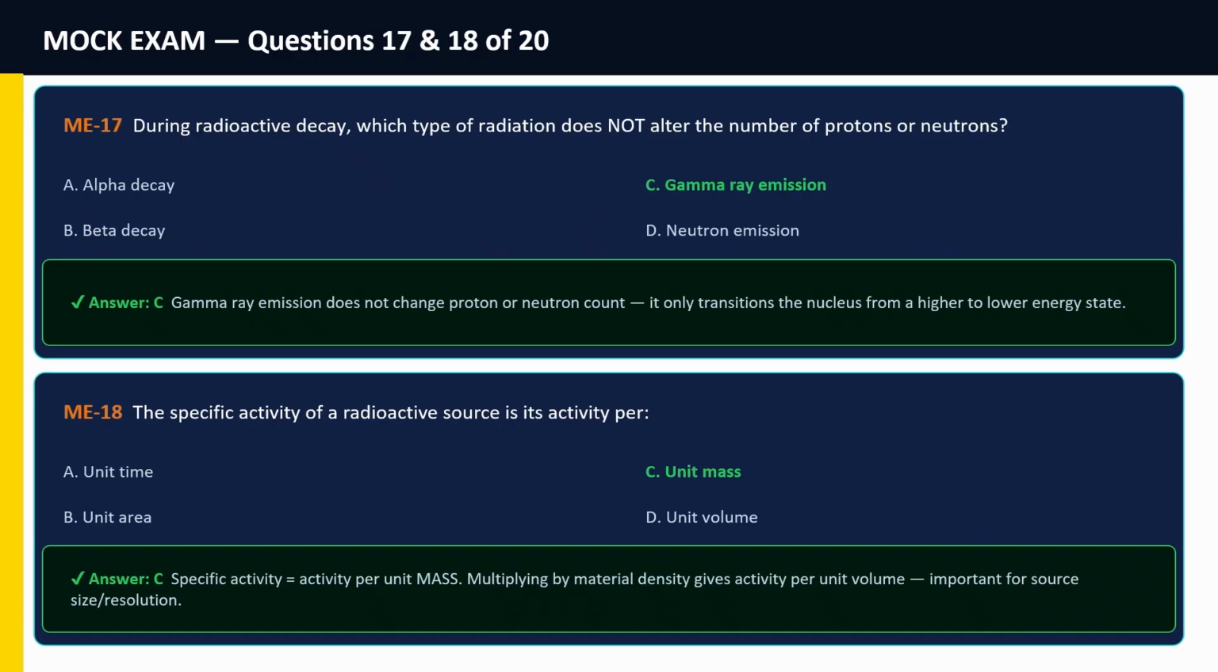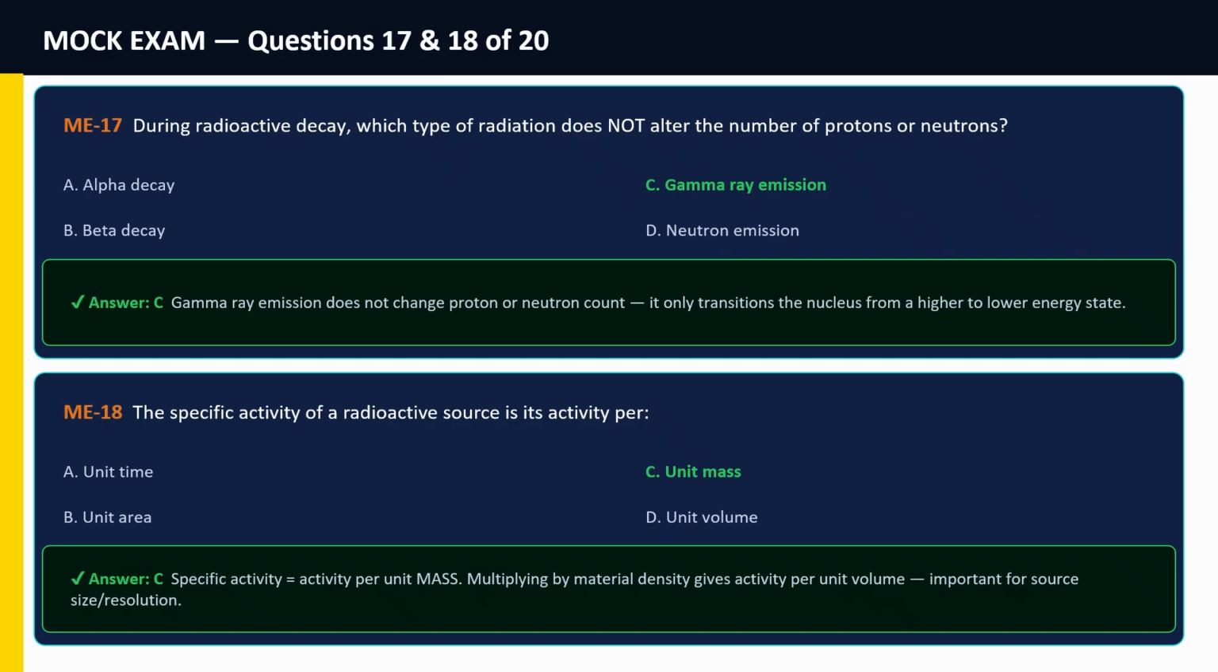Question 17 asks about gamma emission. Gamma emission changes the energy state of the nucleus without changing the number of protons or neutrons. That is an important distinction from alpha and beta decay. Alpha emission changes the nuclear composition by removing 2 protons and 2 neutrons. Beta decay changes the proton-neutron relationship. Gamma emission, by contrast, is essentially the nucleus releasing excess energy.